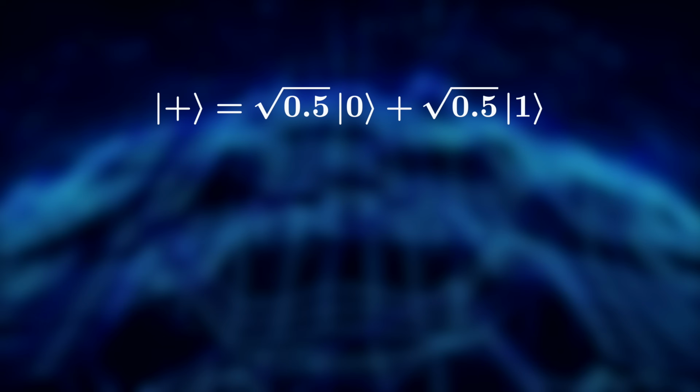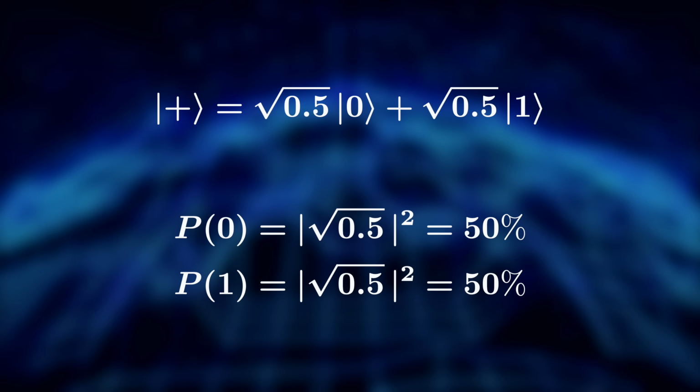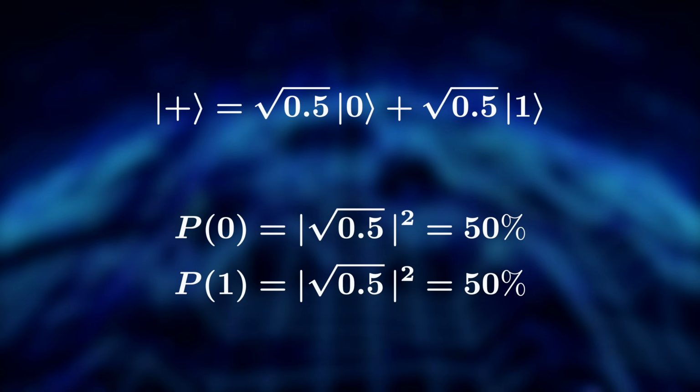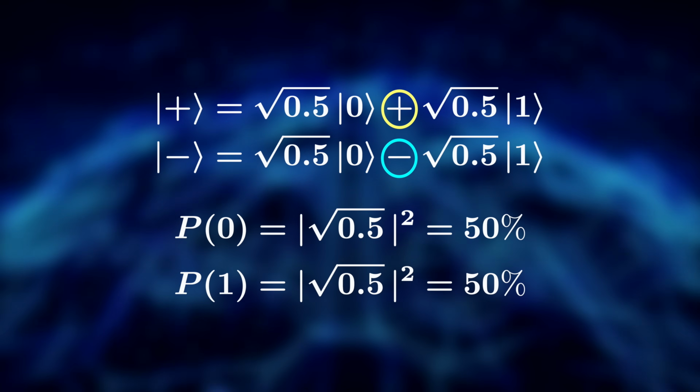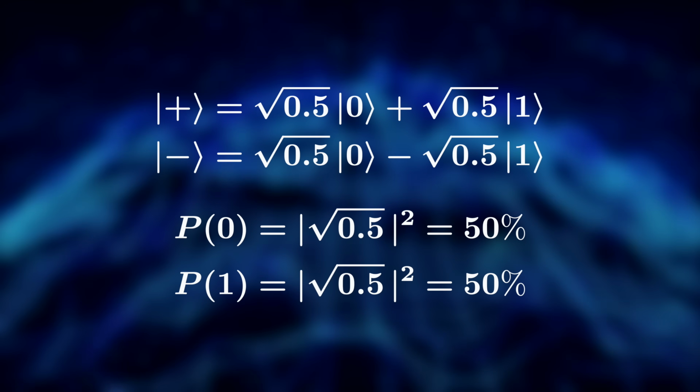This state, for example, just means that both 0 and 1 have a 50% probability, and this state has the exact same probabilities. We could not find out any difference between these two states by making measurements. So while these states are different mathematically, they seem to be identical physically. Well, there is one thing though.